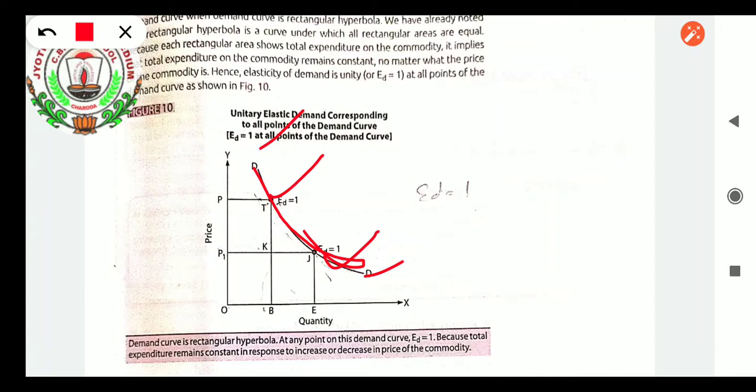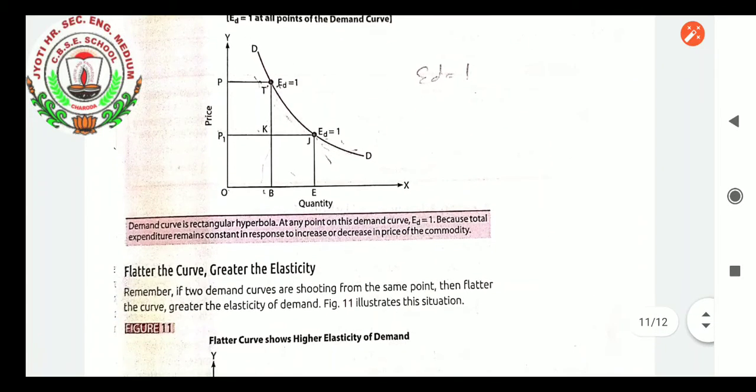Why? Because it is a perfectly elastic situation, where equilibrium is gained. So ED equals 1. If you get this type of shape and it is asked what the ED is, then you can write straight away that as it is a perfect rectangular hyperbola, ED equals 1.